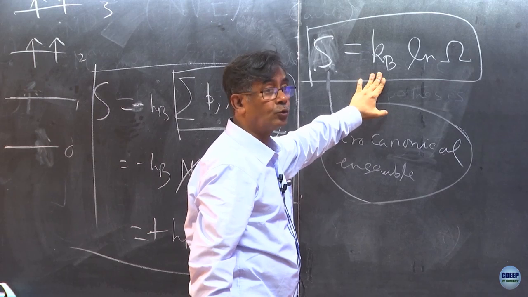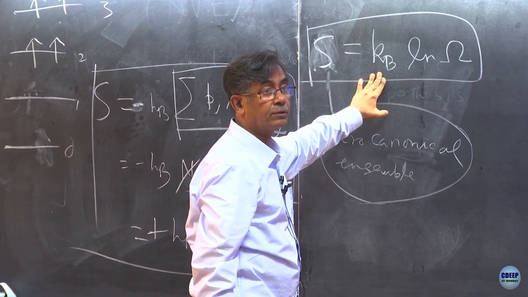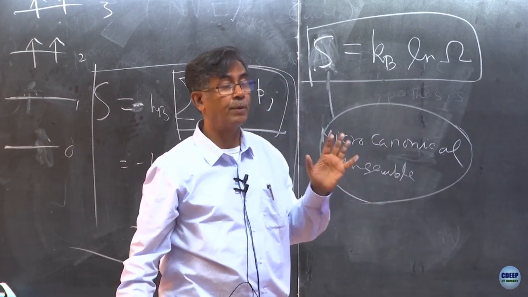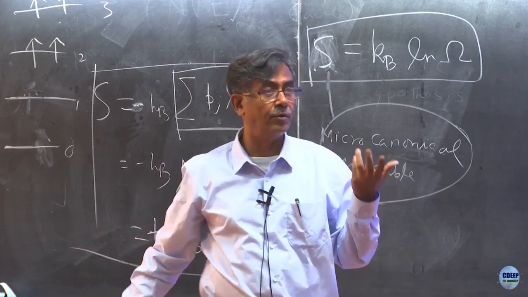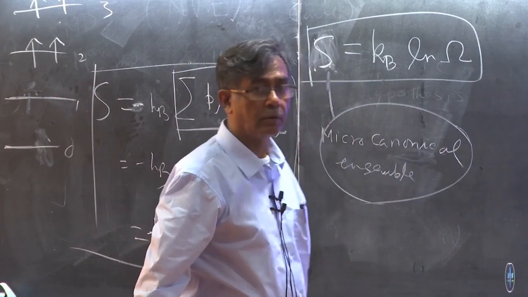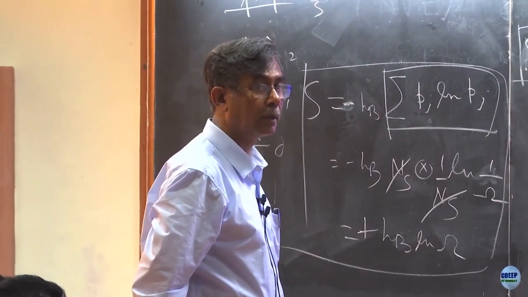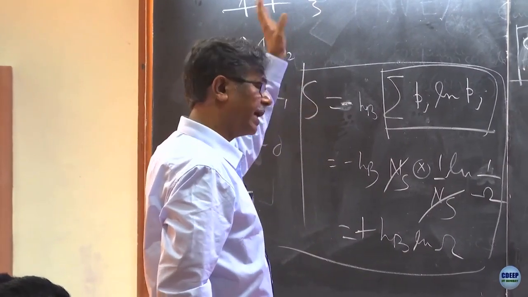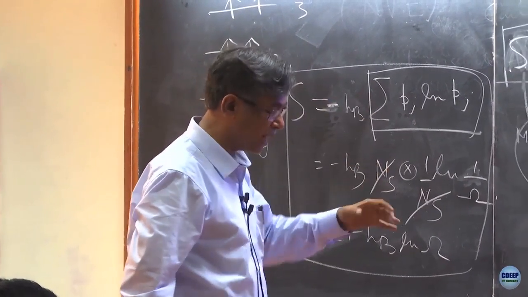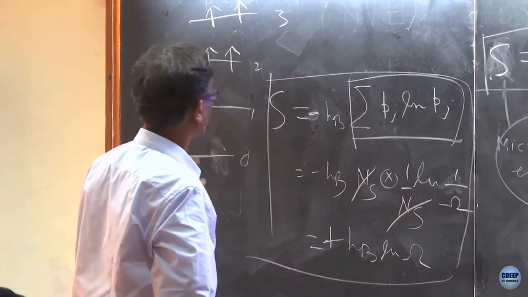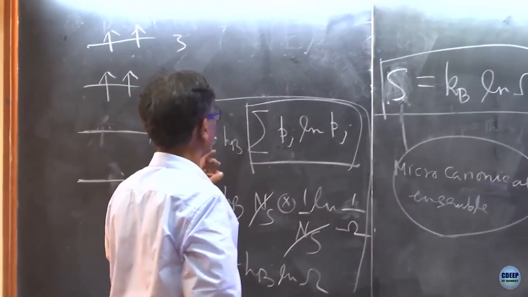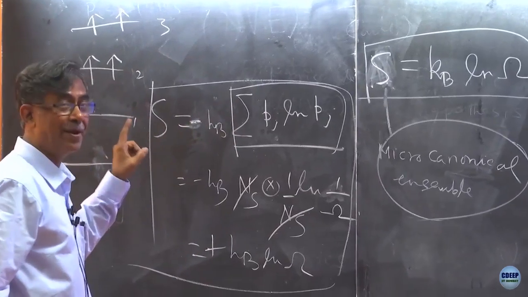Nobody yet knows why k_B is 1.38 times 10 to the power minus, I think 17, no? He had this as his arrow of time. Let us not get into that. So, that is why I did not want you here. S is equal to k_B ln omega.